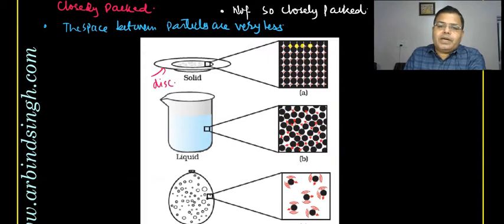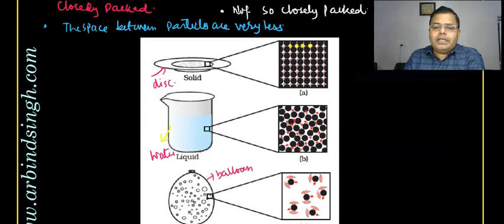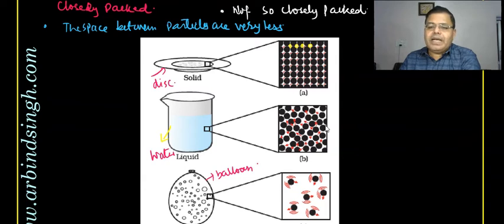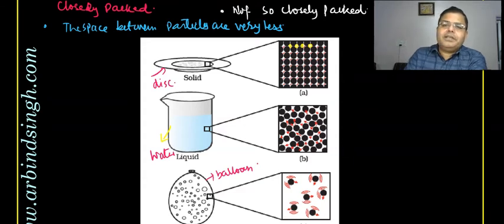In liquid, say this is water, or whatever the liquid may be, if you have a microscope view, you will see there is more gap than solid. In the case of a balloon filled with gas, the particles are very far away from each other and there is a large gap. So the gap is intermediary in liquid. As compared to solid they are loosely packed, and as compared to gas they are closely packed.